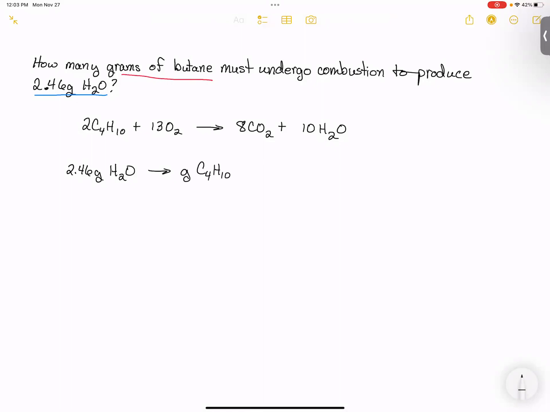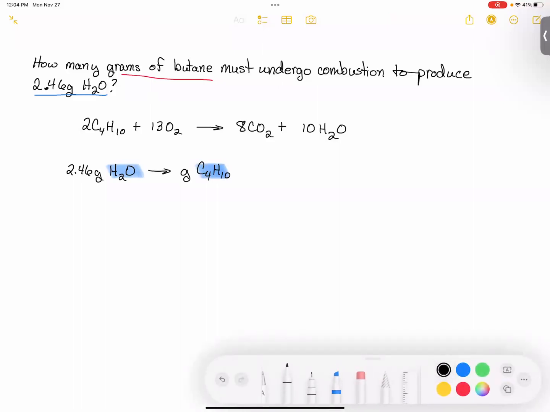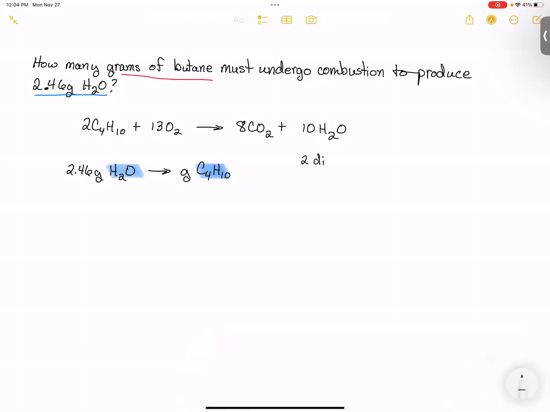So knowing this information, now we're going to break this down and see what we need to do. We have water, we have butane. Because we have 2 different materials, it means we're going to need a mole to mole ratio. And the mole to mole ratio, since we're dealing with the balanced chemical equation, comes from the coefficients of that balanced chemical equation. So there's 2 moles of butane to 10 moles of water.